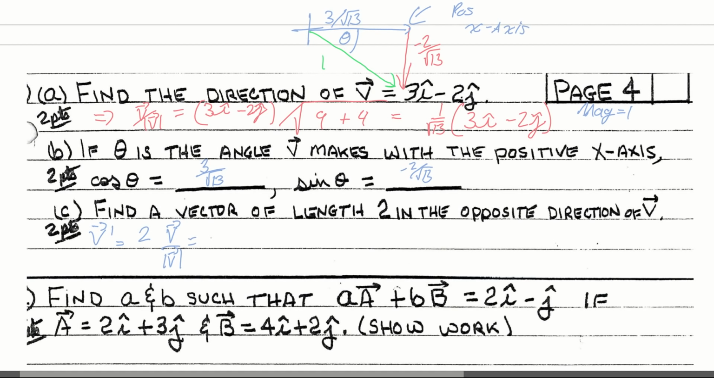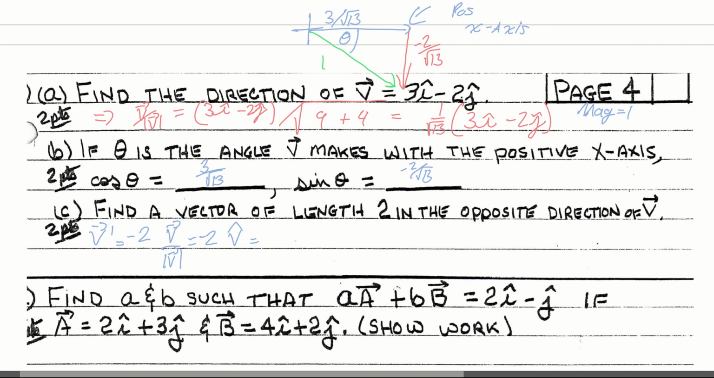Or you may see it as 2 u caret. So the caret just means it's a unit vector. That's why our i's and j's have it, because they are a magnitude of 1 as well. They are unit vectors. And since it's in the opposite direction, it must also be negative. So all I have to do is multiply by negative 2 to our vector v over the magnitude of v.